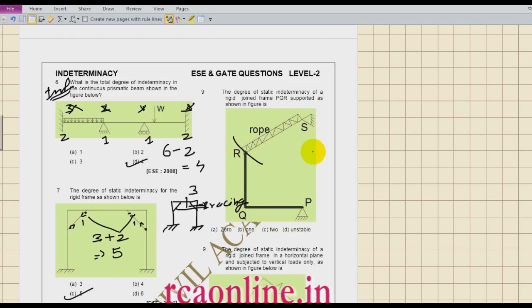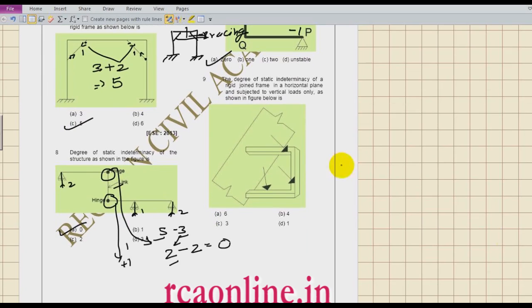So let us do it very simply. If I make one cut, then I have 3 minus 1 here, minus 1 here, and this is a hinge. Is it okay? So this is a hinge. So minus 1 and minus 1 due to the hinge also. So my static indeterminacy is 0. So what is the answer? 0.